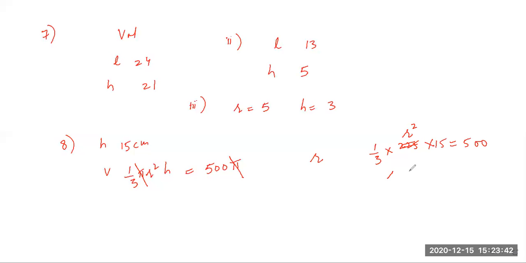So r square will be equal to 500 divided by 15, which is 5 threes, 15. Cancelling, this is 100. Beautiful. R is equal to 10. Done. R is equal to 10. All right. Now the 10th question.